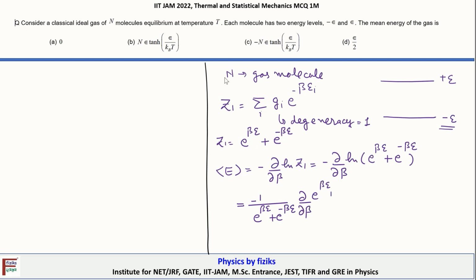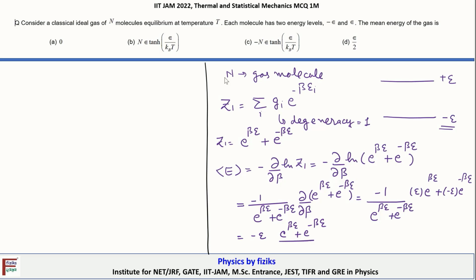exponential beta E plus exponential minus beta E with respect to beta, and this is equal to minus 1 upon exponential beta E plus exponential minus beta E, and then E exponential beta E plus minus E exponential minus beta E. So after rearranging all these terms, we obtain minus E outside, and then exponential beta E minus exponential minus beta E divided by exponential beta E plus exponential minus beta E. It will be a minus here because we are having minus outside, and here again another minus from here.